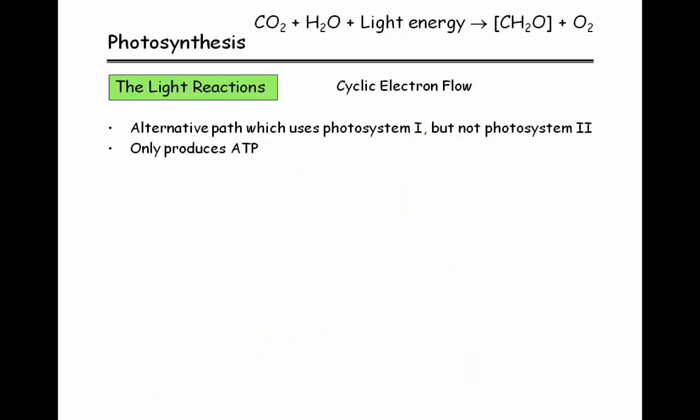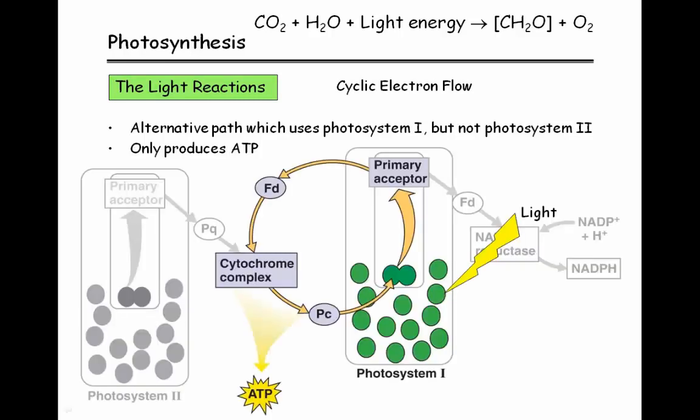If we look at the alternative pathway for electron flow, this is going to be a cyclic pathway. Cyclic because they are taking a circular route. This particular pathway is only going to use Photosystem I and is only going to produce ATP. So we do have different products being produced in this second method.